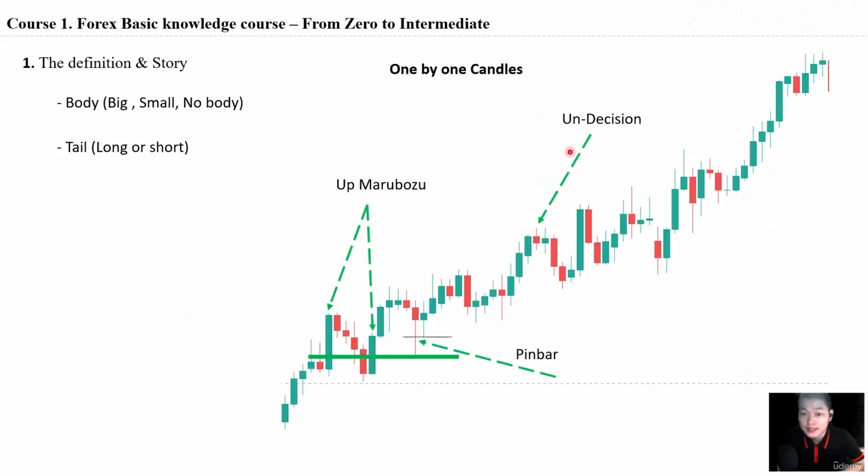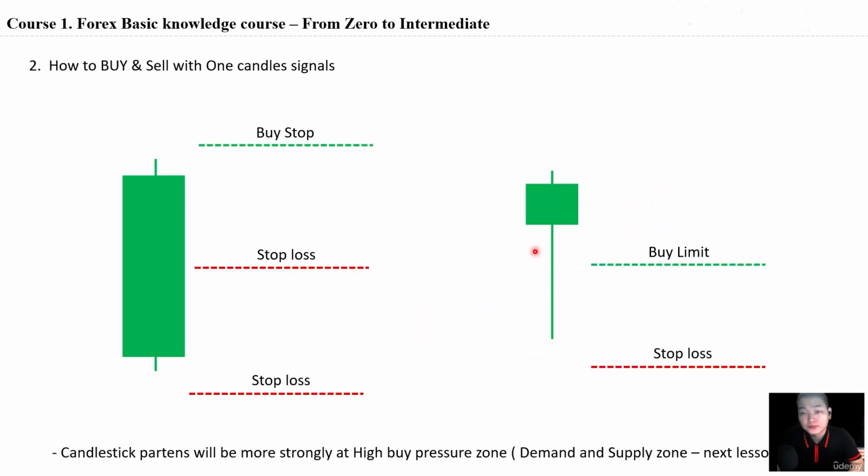And next, you can see the indecision candles or doji candles. For this type, you don't need to care about the color of the candle because color is not important. Buying and selling are equal together, just some very small fluctuations. So this cannot tell you anything. And next one is very important.